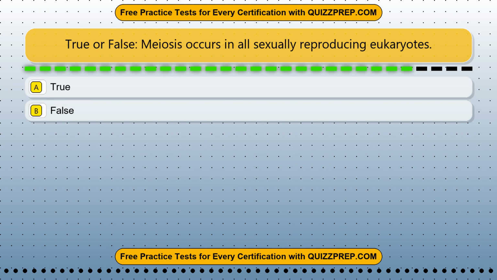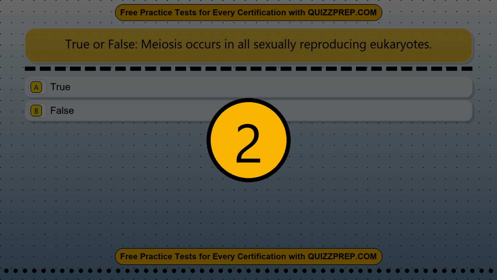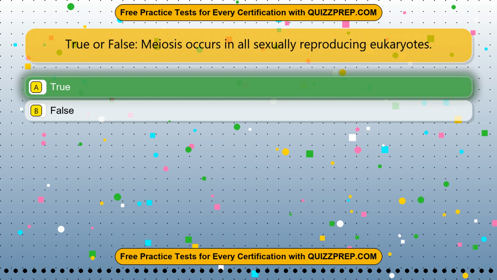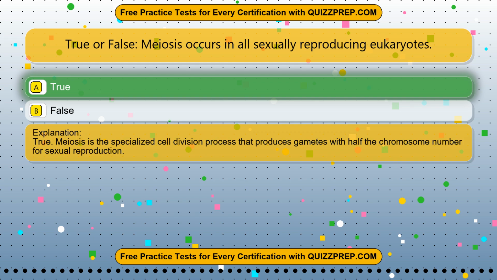Question 42. True or false? Meiosis occurs in all sexually reproducing eukaryotes. Option A, true. Option B, false. The correct answer is option A, true. True. Meiosis is the specialized cell division process that produces gametes with half the chromosome number for sexual reproduction.